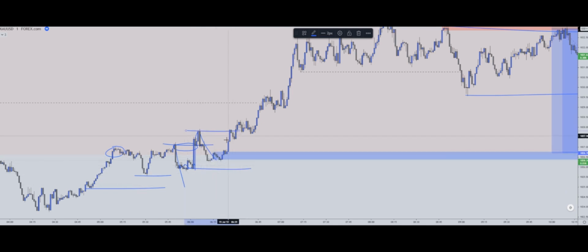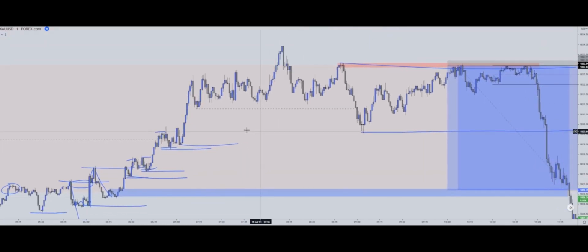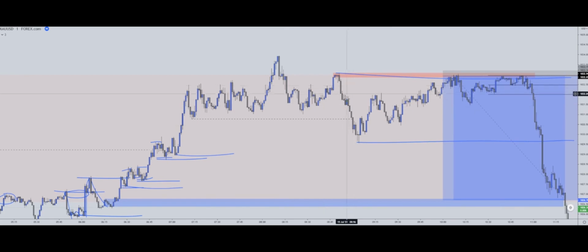Broken above, created a new high, low, high, low, high, low, high, low, right? And as you can see, we had no break of structure, okay? Until, if we look over here, we had a break of structure here.